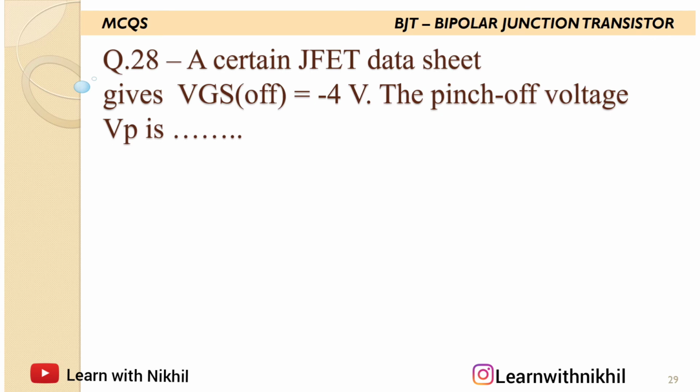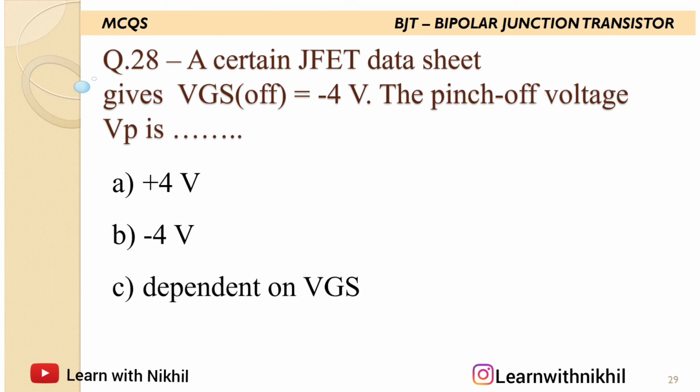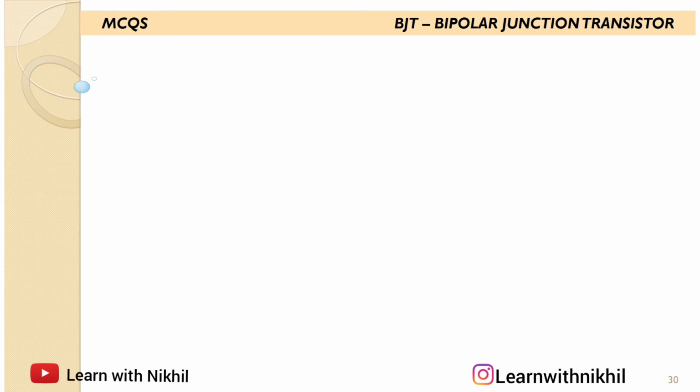Next question. A certain JFET data sheet gives VGS off is equal to minus 4 volts. So VGS value given is minus 4. So the pinch off voltage VP is: A. plus 4 volts, B. minus 4 volts, C. dependent on VGS, or D. data insufficient. And the answer is plus 4 volts.